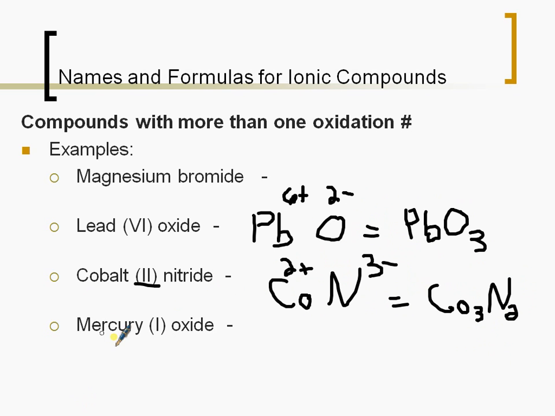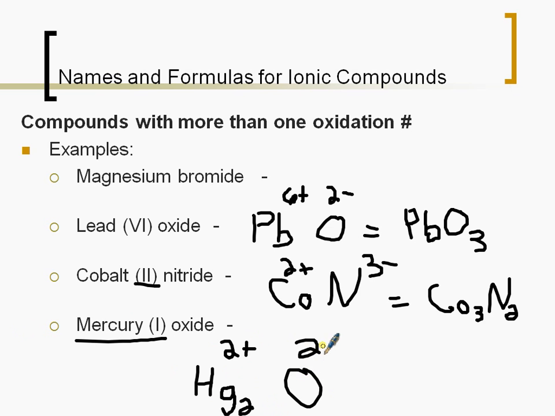And the very last one, mercury 1. Here's my trick. I always have to write mercury 1 as Hg with subscript 2 and a 2 plus charge. Always, whenever I see mercury 1. I know that oxygen is a 2 minus. Since they cancel each other out, it's going to be Hg2O. Alright, so that concludes naming ionic compounds part 2.